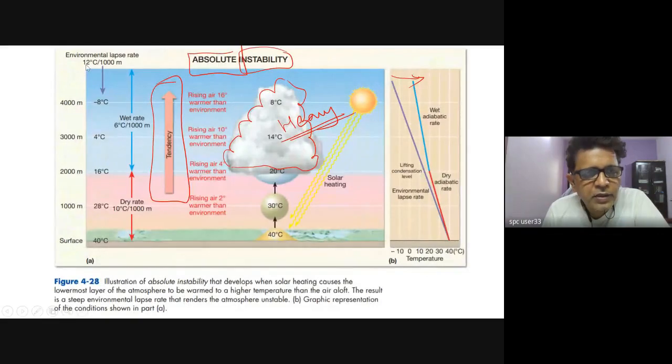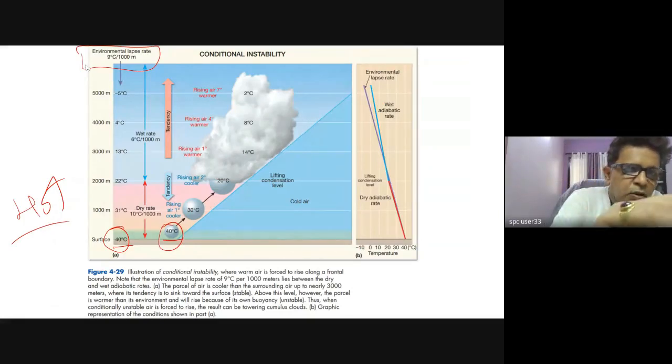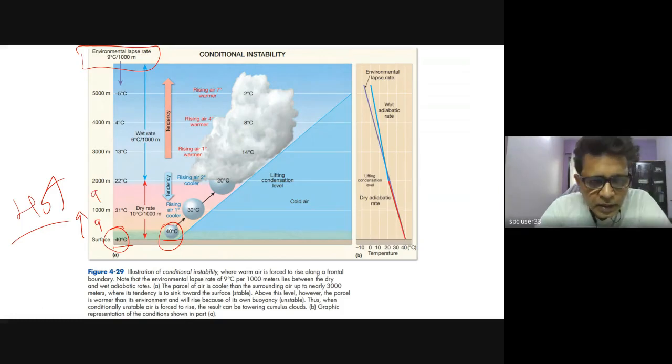Here it was 12 degrees. Here it is 9 degrees. Hot, but not very, very hot. So in the normal conditions, when you climb 1,000 meters, this will fall by 9 degrees. From here to here, another fall of 9 degrees. On the other hand, this fall is at 10 degrees, so this will fall by 10 degrees to 30, and from this another 10 degrees.